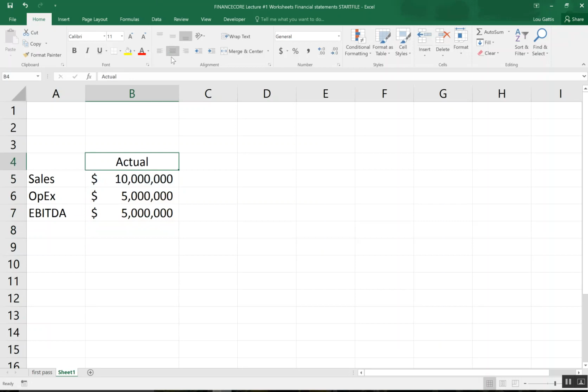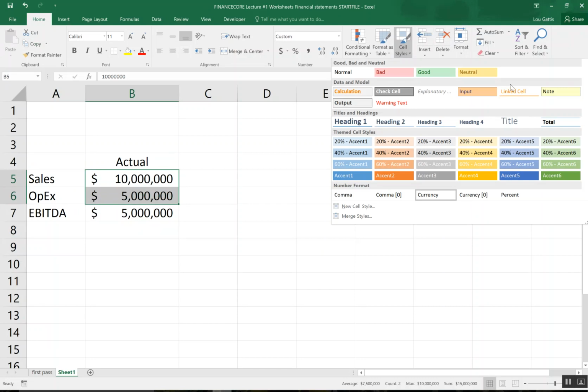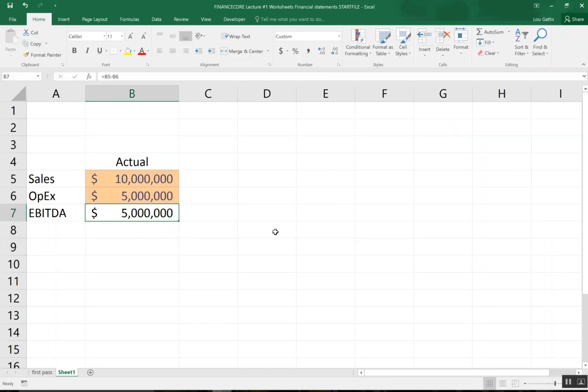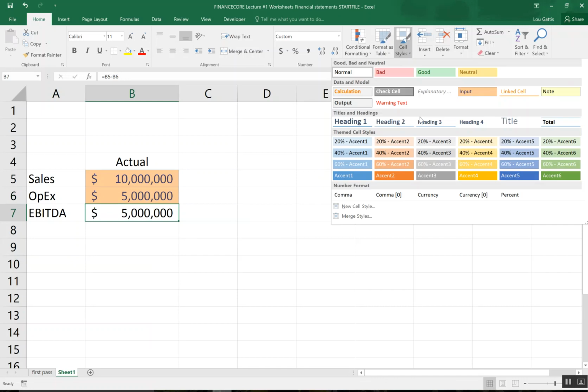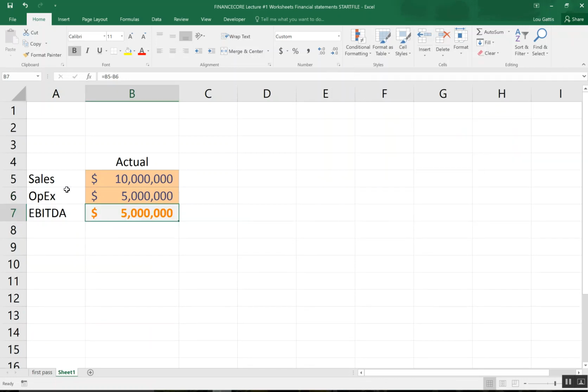I'll go ahead and center that. And what I also want to do here is put in some cell styles. So I'm going to highlight these 2 numbers here where I put in values. Now generally anytime I put values in Excel, I'm going to go to Home, Cell Style, Data and Model, Input. That tells any user that these are values, these are numbers, these are places you can change cells, not formulas. And on the last one here, I'm going to put in a cell style of calculation.